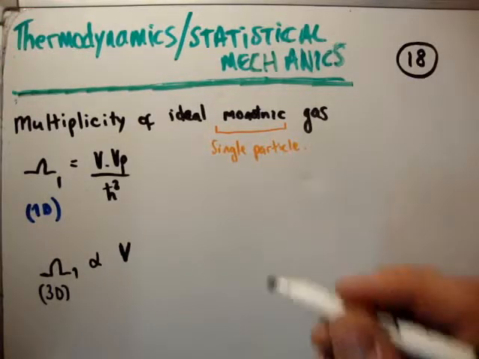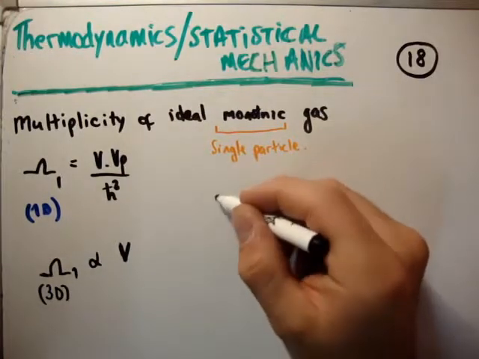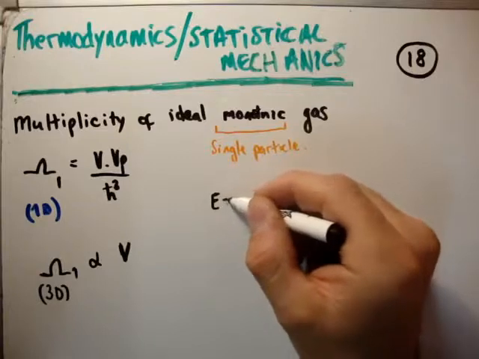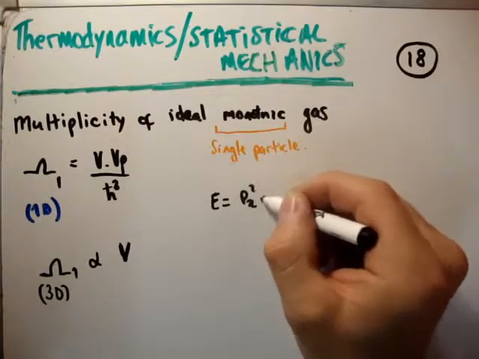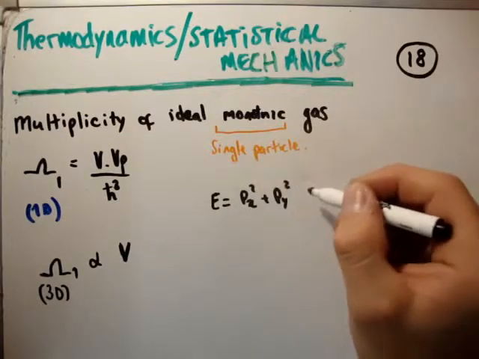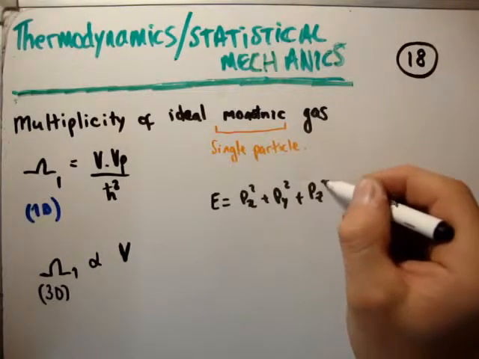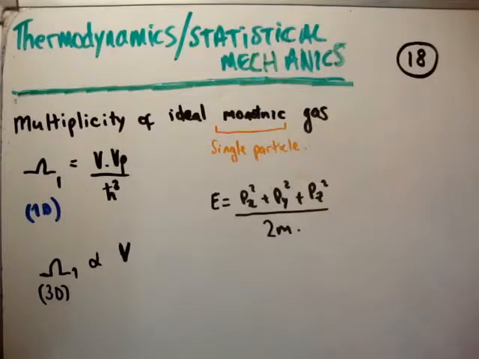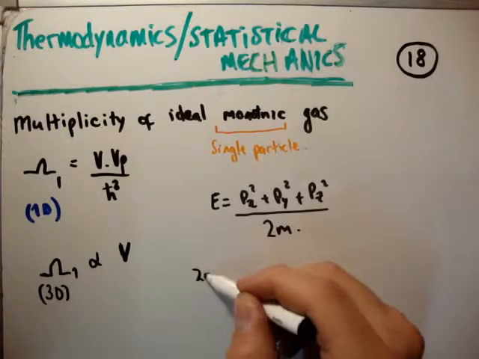So we know that E is p squared over 2m, so that means the energy of your particle is equal to p sub x squared plus p sub y squared plus p sub z squared, over 2m, because we're talking about a single particle. Alright, so let's rearrange this. We're going to get 2mE.